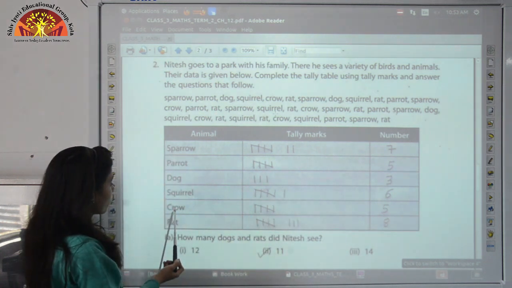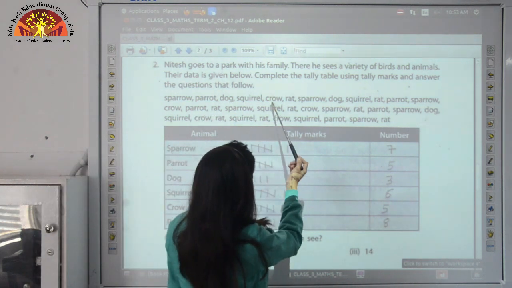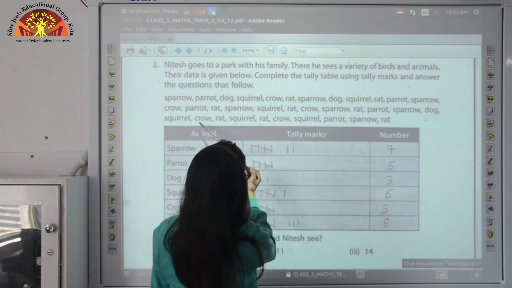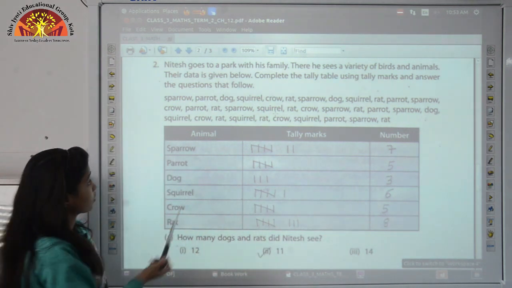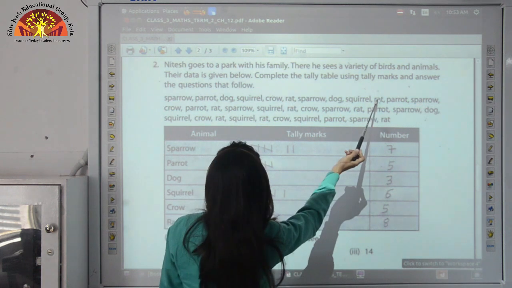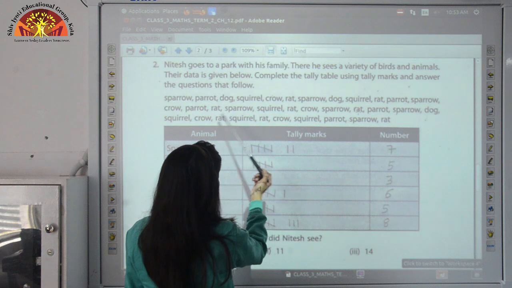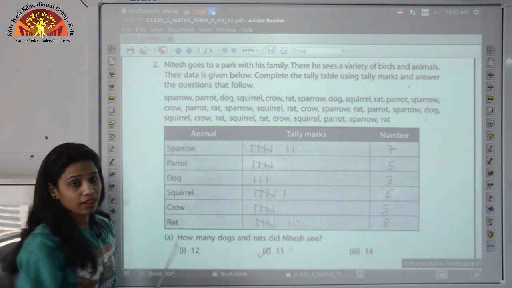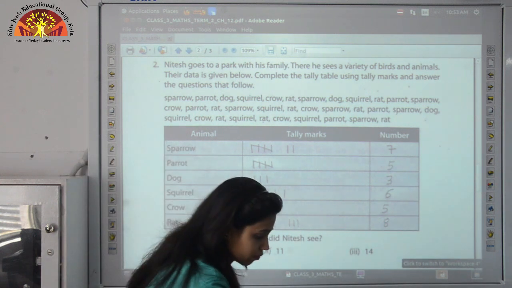Now similarly for crow, how many crows are available? 1, 2, 3, 4 and 5. 5 crows are there. Now the last one is rat. So let us count 1, 2, 3, 4, 5, 6, 7 and 8. Now 8 rats are there. So let me just show you how to draw these telemarks.